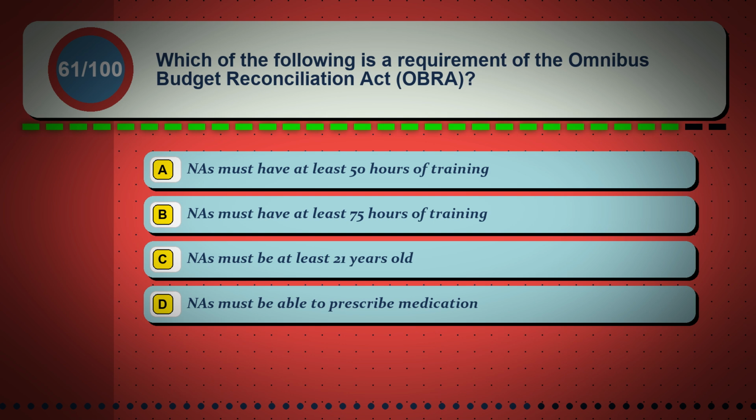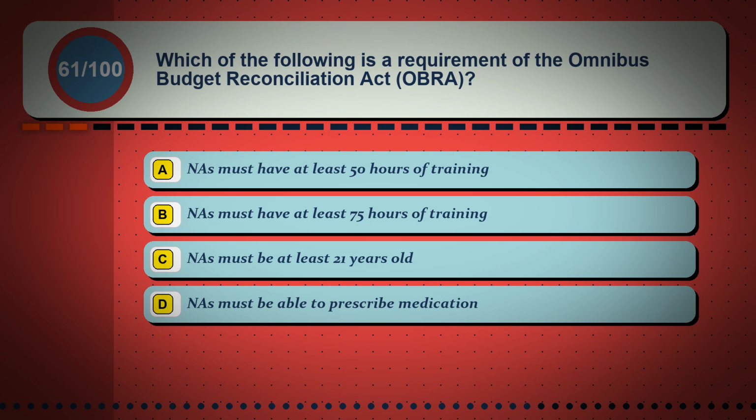Question 61. Which of the following is a requirement of the Omnibus Budget Reconciliation Act, OBRA? Option A. NAs must have at least 50 hours of training. Option B. NAs must have at least 75 hours of training. Option C. NAs must be at least 21 years old. Option D. NAs must be able to prescribe medication.